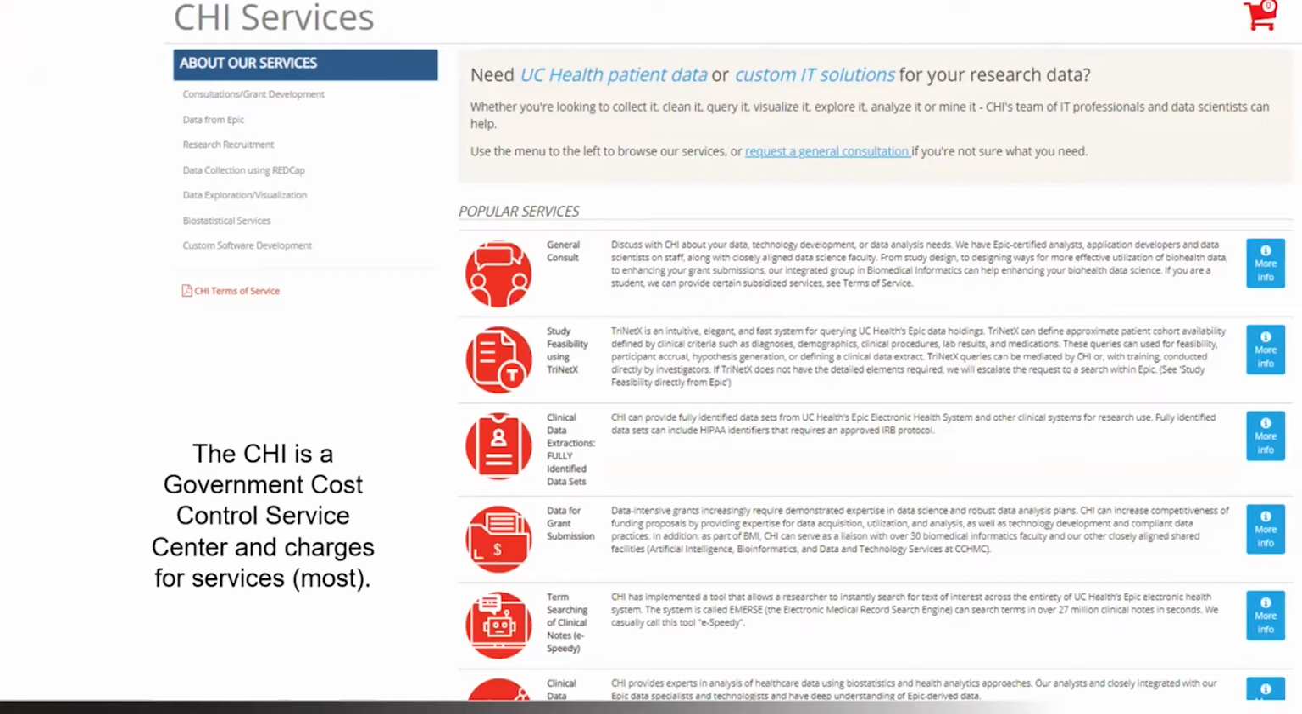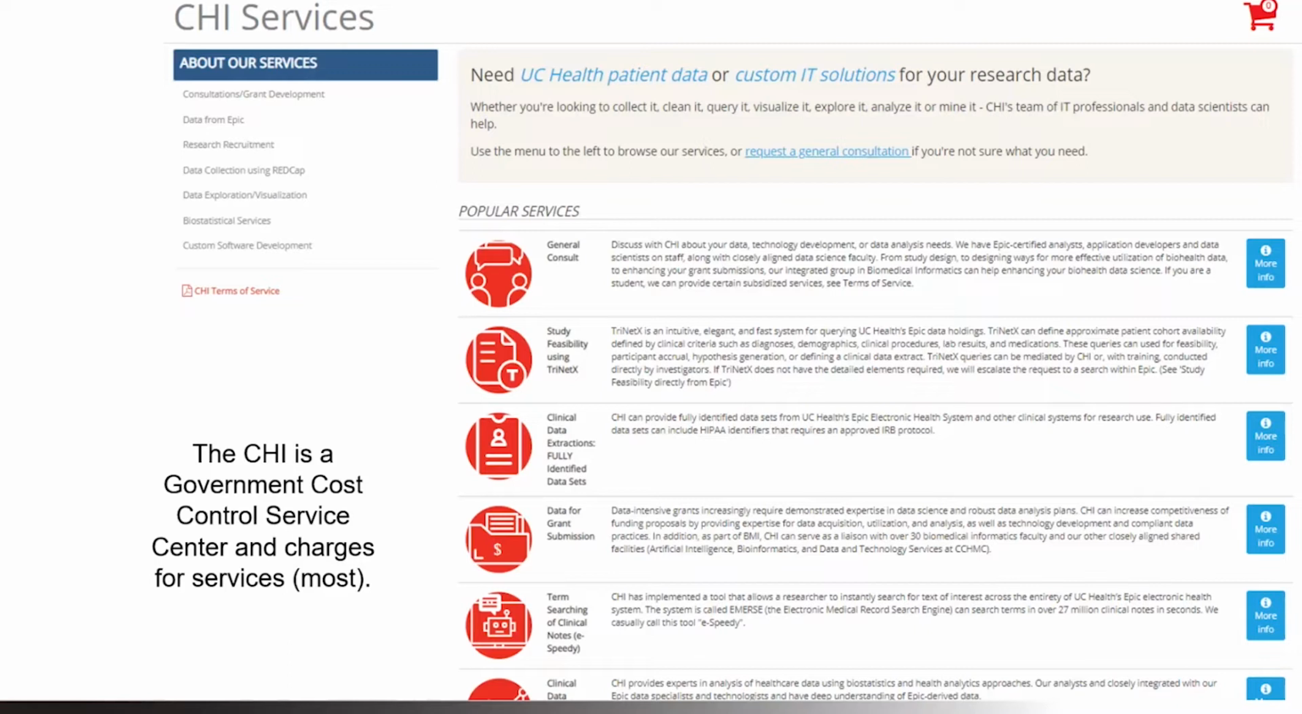So what you see right here is a screenshot of our portal, and the categories are: we have consultations for grant development. So if you're putting together a grant and you're looking for preliminary information, there are multiple things that we can do to provide data to you, and self-service tools. One of those self-service tools is Trinetics. You may also have heard of a tool which I think you use a lot more at Children's, I2B2.